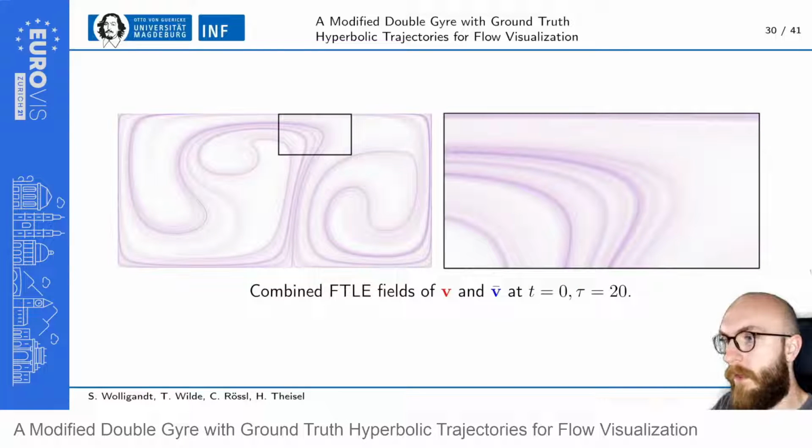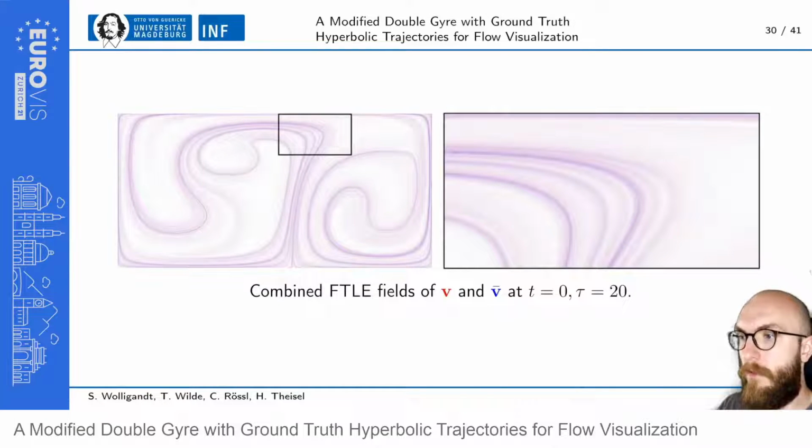And this is a combined view of the FTLE fields of the original and our modified double gyre. The red ridges belong to the original one, and the blue lines correspond to our modified version. As you can see, the ridges differ only slightly, and that means that both our goals are achieved. The difference is minimal, and we have a description of the hyperbolic trajectory as a closed form.